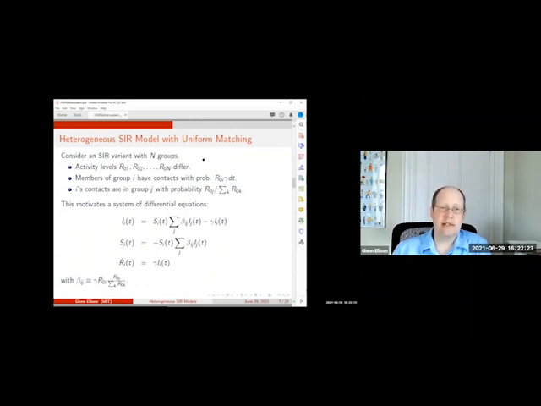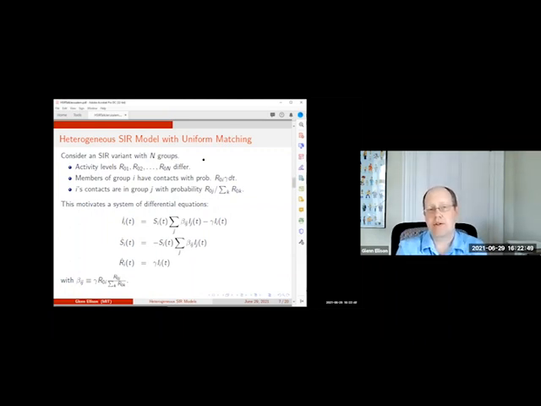So let's take an SIR variant and suppose you now have n groups. Suppose the activity levels differ across the groups. So now we have R01 is the activity level in group 1, up to R0n is the activity level in group n. Assume that members of group i have contacts with probability R0i times gamma times dt. I guess this will also be familiar to people who think about models of job search, of people bumping into each other.